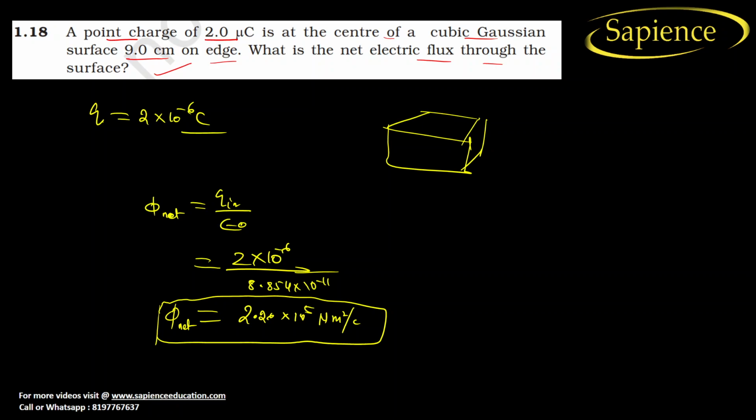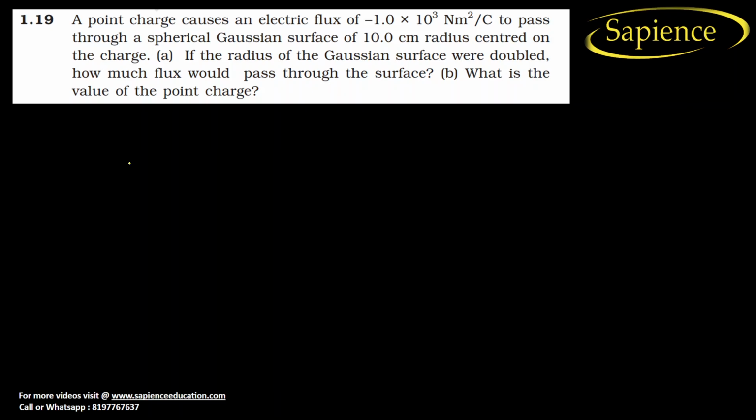So I hope you have understood this problem. Let's go for question number 1.19. In 1.19, a point charge causes an electric flux of this value to pass through a spherical Gaussian surface of 10 centimeter of radius centered on the charge. If the radius of the Gaussian surface were doubled, how much flux would pass through the surface, and what is the value of the point charge? So again, pause the video and try to solve this problem on your own.